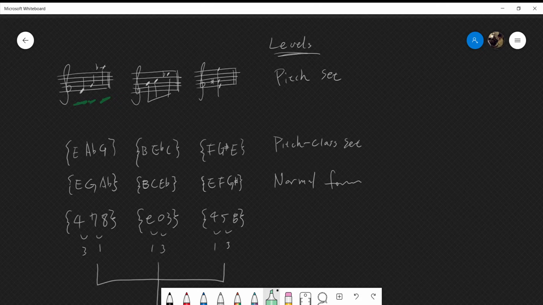E, G, and A flat. We have C, B, and E flat. And we have E, G sharp, and F. All these are what they call a pitch set, right? A group of pitches, closer to actually sounding notes, right?